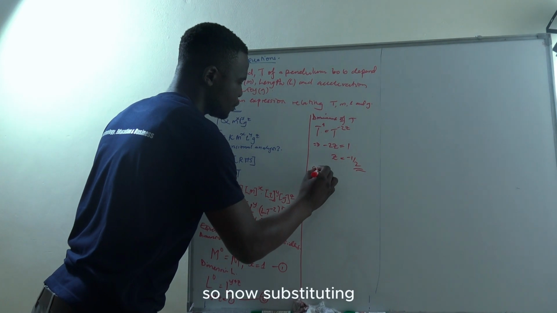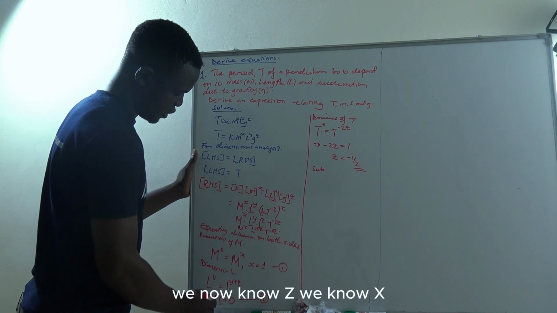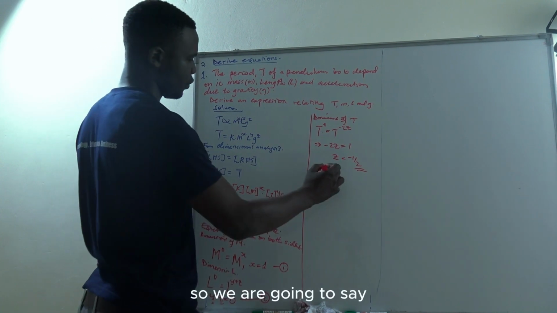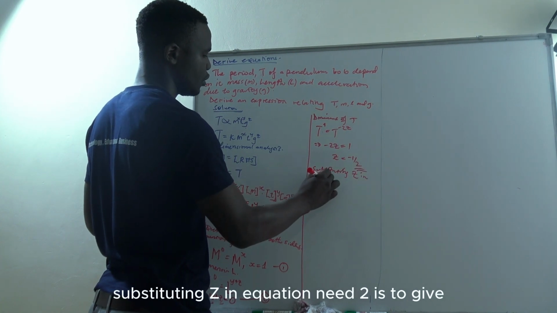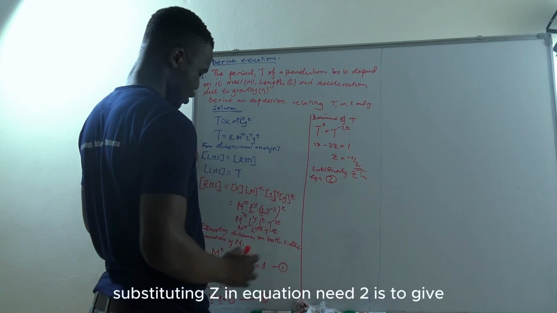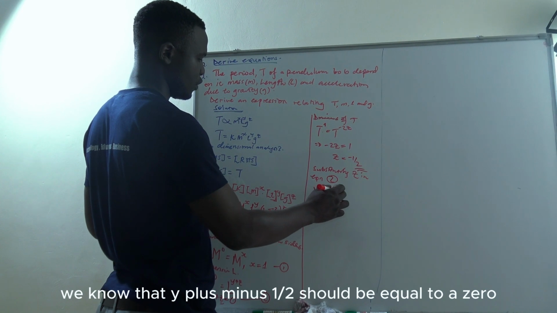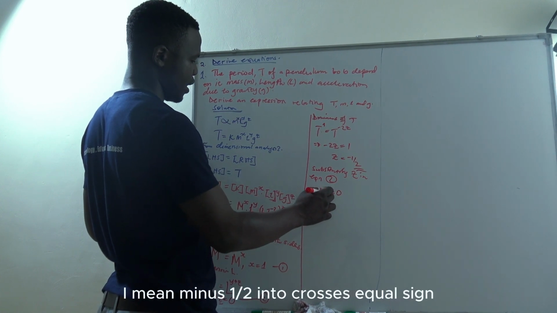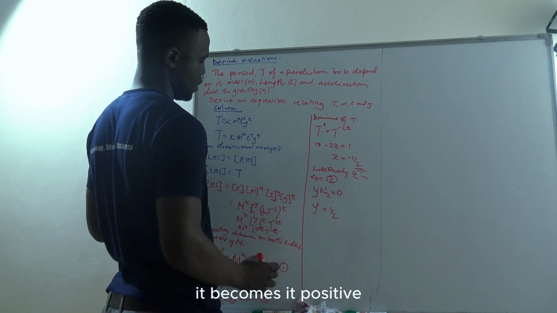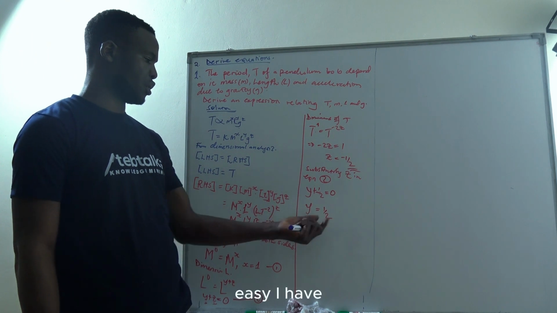So now, looking at equation 2, we know z and we know x. The only unknown is y. Substituting z in equation 2, we know that y plus minus a half should be equal to 0. The minus a half crosses the equal sign and becomes positive. This means that our y is a half.